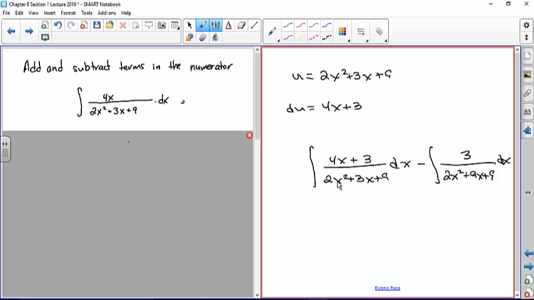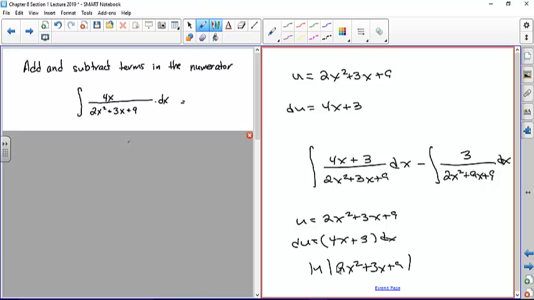So I've added 3 over 2x squared plus 3x plus 9. I've subtracted 3 over 2x squared plus 3x plus 9. So I've just added and subtracted the same thing. So here you would let u equal 2x squared plus 3x plus 9, and du would be equal to 4x plus 3 times dx. So when I integrate this, I'd end up with the natural log of the absolute value of 2x squared plus 3x plus 9, because this becomes the integral of du over u, which is equal to the natural log of the absolute value of u. So that's how I get that part.